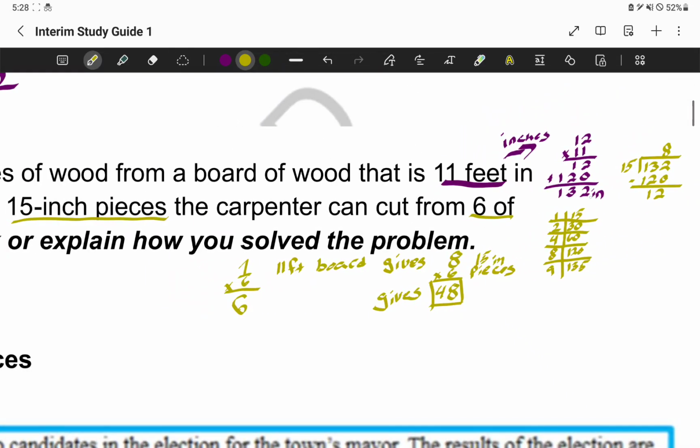So we have to multiply to change it to inches, divide to find out how many whole pieces, and then multiply by the number of boards.